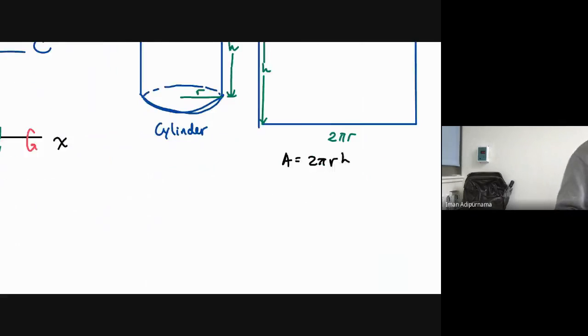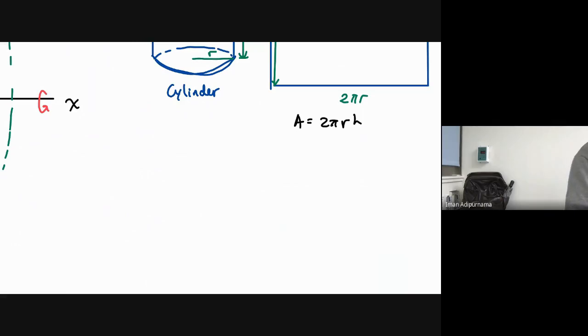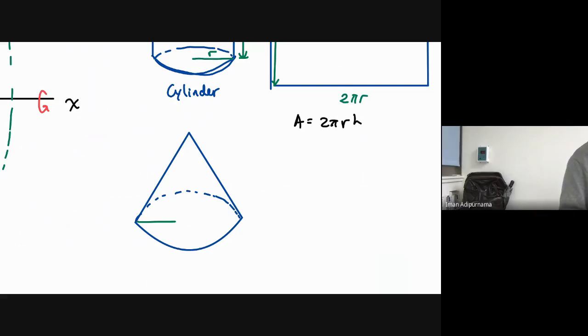Now let's go to the next simple geometric form. Now I have the cone. Let's say this is R, and let's say I have L, this length.